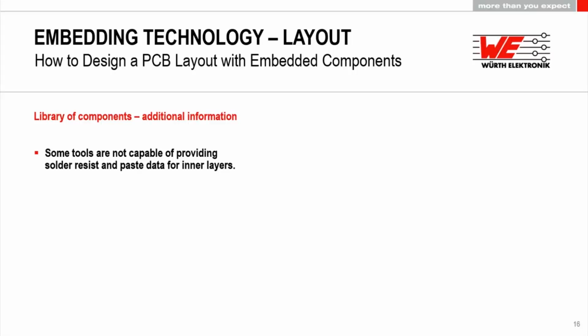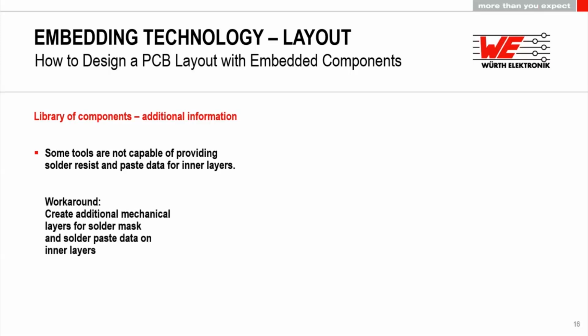When we look a little bit more in detail at this additional information, as I already said, some tools are not capable of providing solder resist and paste data for the inner layers, and therefore we need to find a workaround. This workaround is that we create, for example, additional mechanical layers for solder mask and solder paste data for the inner layer. And when you prepare the data for manufacturing, when you do your output, you send us these additional mechanical layers so that we can match them to the assembled inner layer.